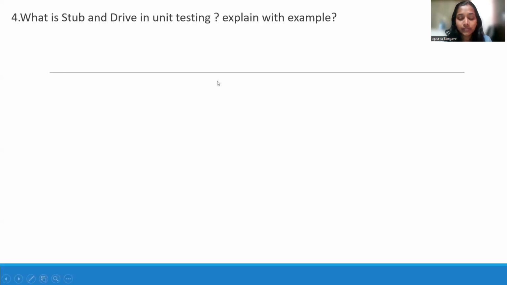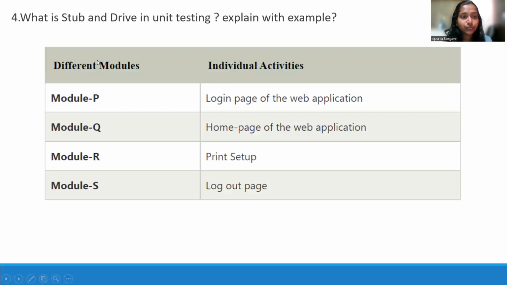To explain this, I have taken an example. Let us consider four modules P, Q, R, and S. They perform individual activities. P performs the login page of this web application, Q performs the home page, R performs print setup, and S performs the logout page. After developing module P, you need to simultaneously test whether it is working fine or not. So you are testing how the login page of this web application is working.